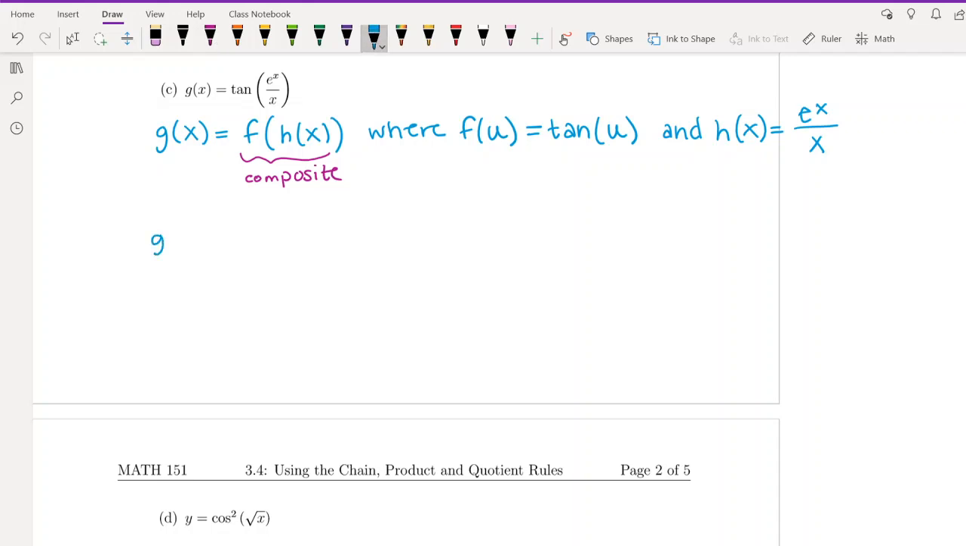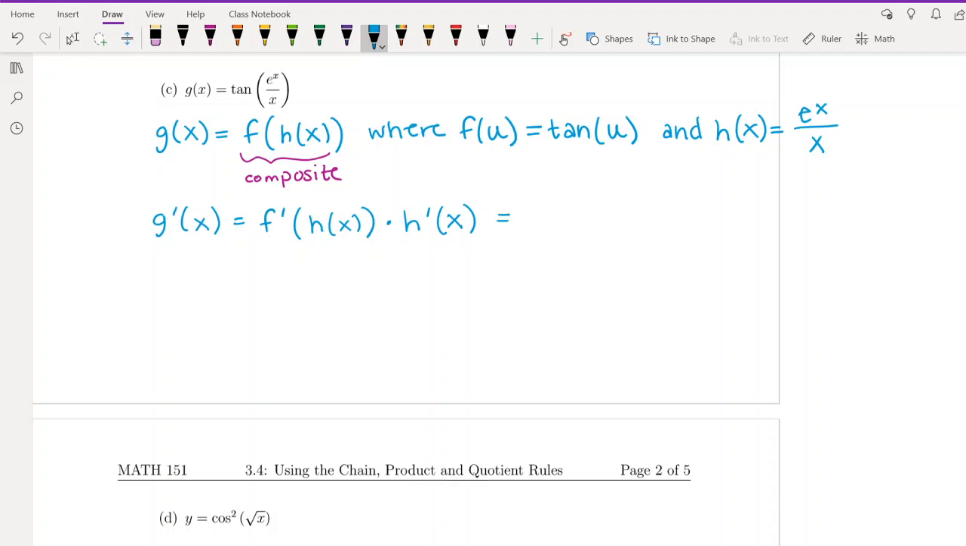Well, we want to start by taking the derivative of the outside function, so f prime of u, but then we're going to put the original inside function back in, so f prime of h of x, and then we're going to multiply that by the derivative of h of x.